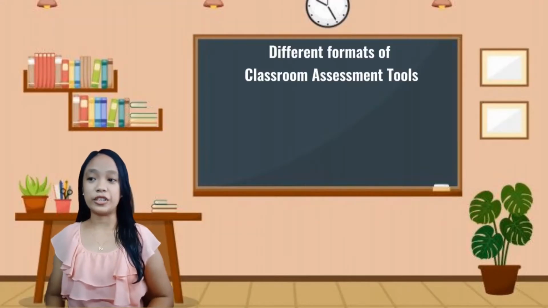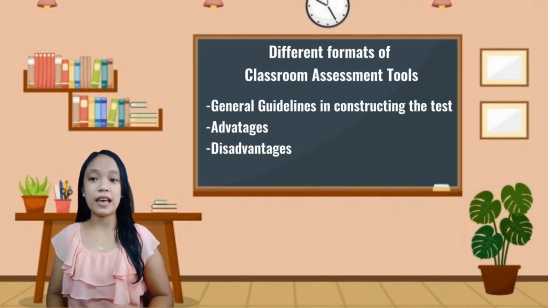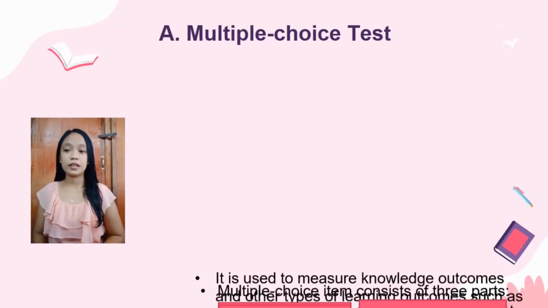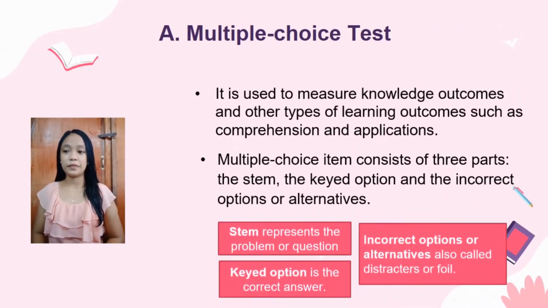In this section, we shall discuss the different formats of objective type items, the general guidelines in constructing the test items, and the advantages and disadvantages of those kinds of tests. Multiple choice tests. A multiple choice test is used to measure knowledge outcomes and other types of learning outcomes such as comprehension and applications. It is the most commonly used format in measuring students' achievement at different levels of learning.